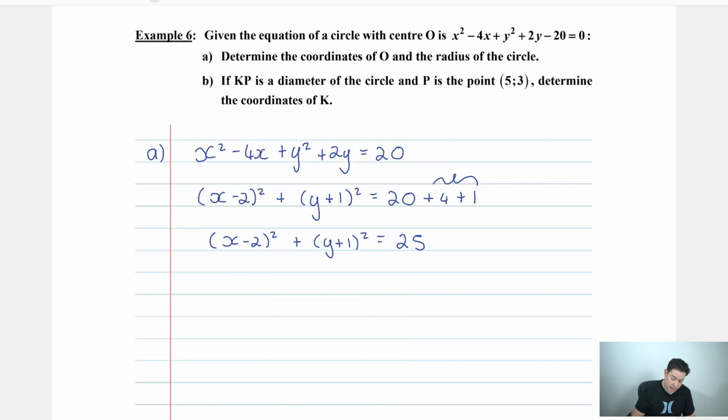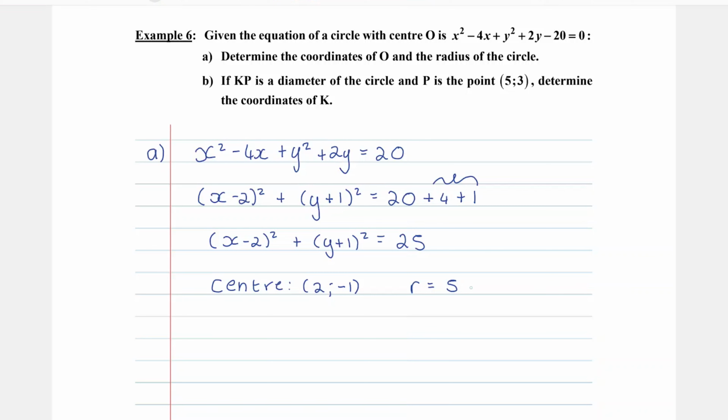25. And they asked us to determine the coordinates of O and the radius of the circle, not to get the equation of the circle. So don't forget to write down your answer. Circle center is at positive 2 and negative 1, and my radius is equal to the square root of 25, which is 5 units. Units because it's a length.